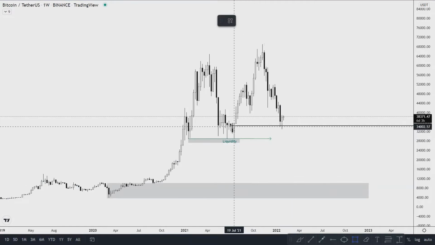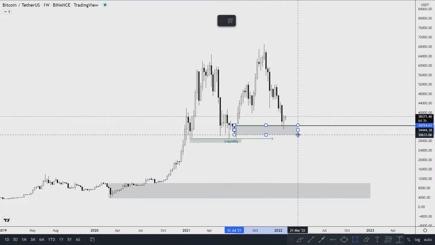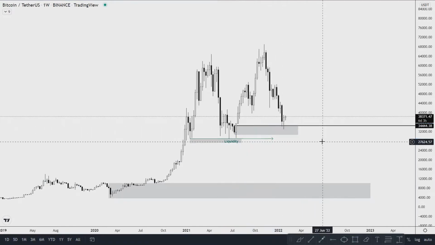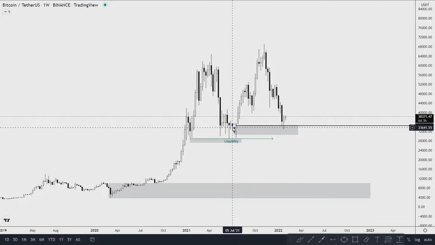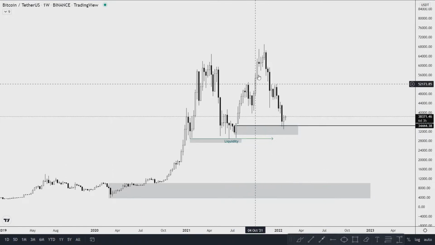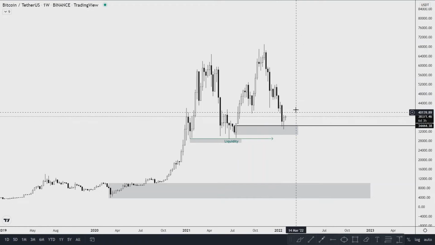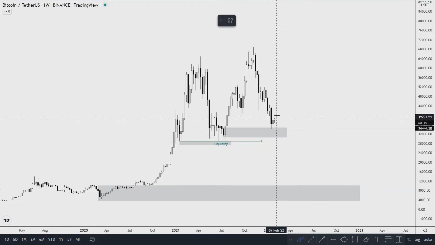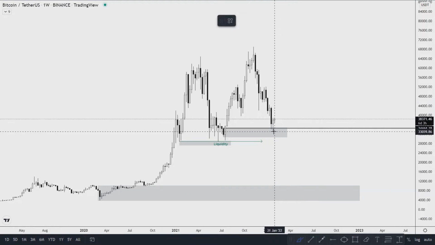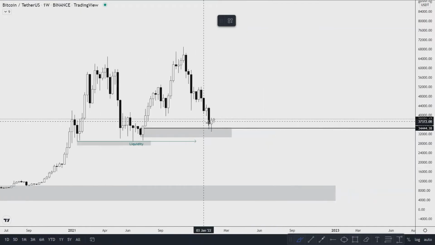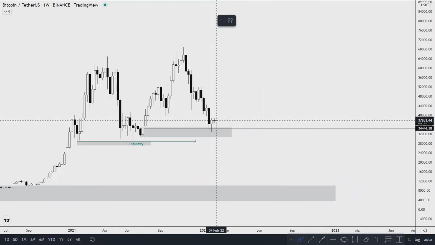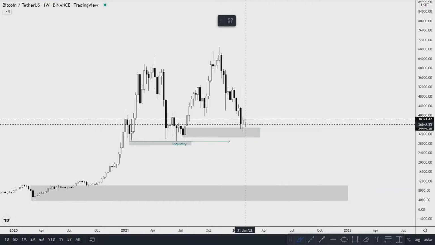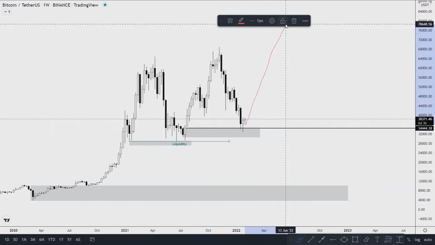Which is right here, this last area of selling before price took off. So two things can happen from here. As it stands, nothing's really clear, but if this rejection continues, seeing the way price is currently rejecting this area, then Bitcoin could push to higher prices.